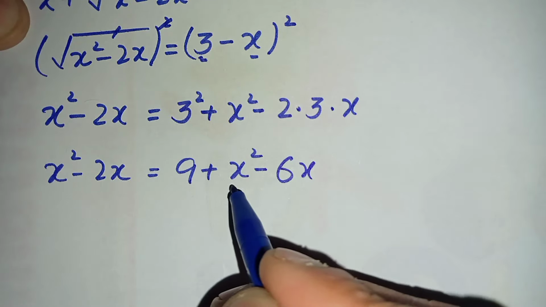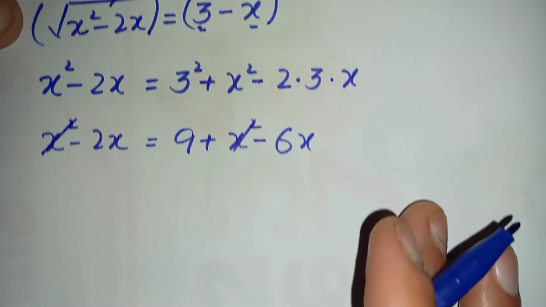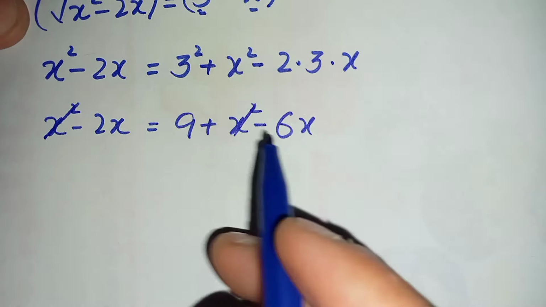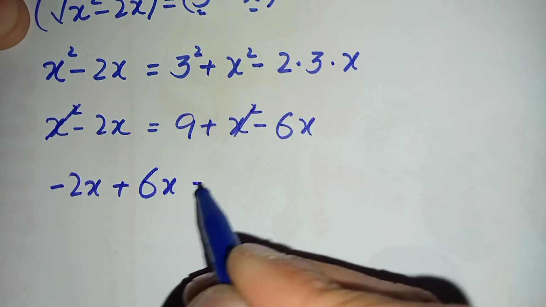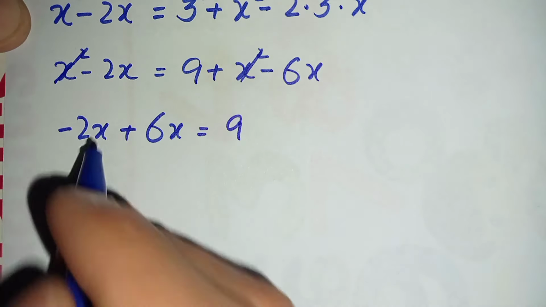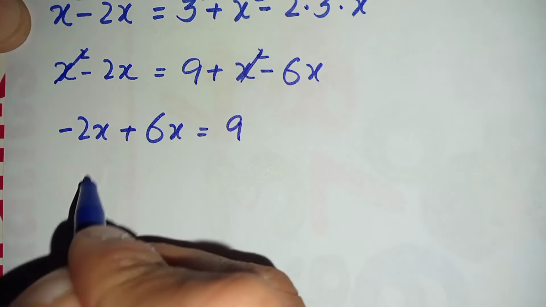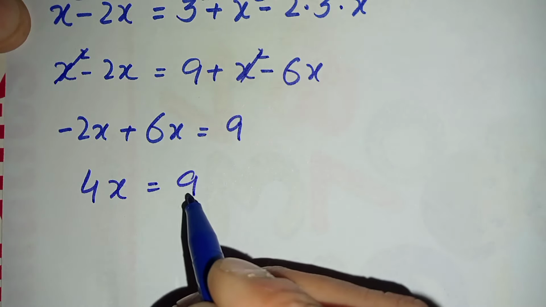Now look into both sides, there is x square, so we will cancel x square with x square, and we will shift this negative 6x to the left hand side, so it will become minus 2x plus 6x is equal to 9. Now 6x minus 2x is equal to 4x is equal to 9.